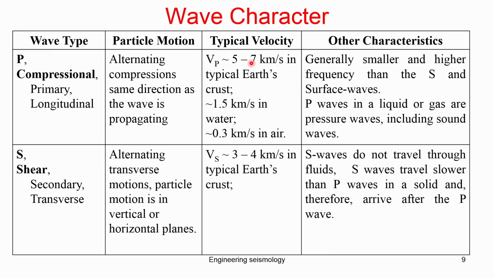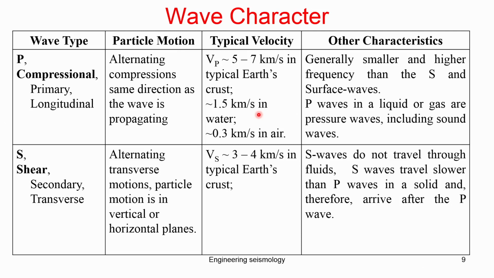Here you can see the S and P waves. The P wave velocities are higher, that means it comes very fast, and the S wave comes next. Second, the P wave travels in water and the S wave does not. Third, the material property which we discussed during wave propagation: the P wave is controlled by the constraint modulus and density, and the S wave is controlled by the shear modulus and density.